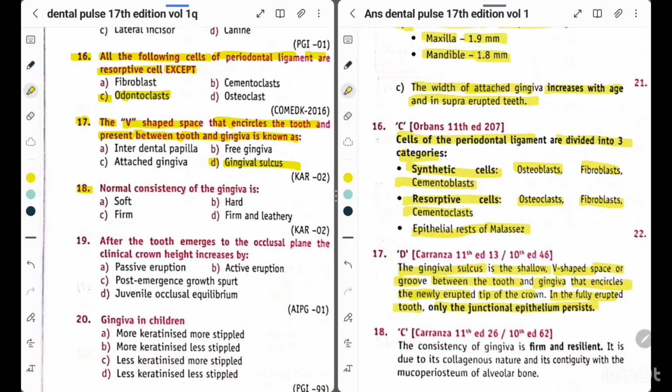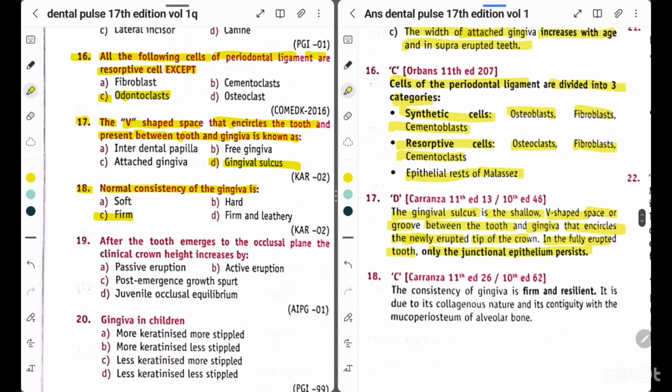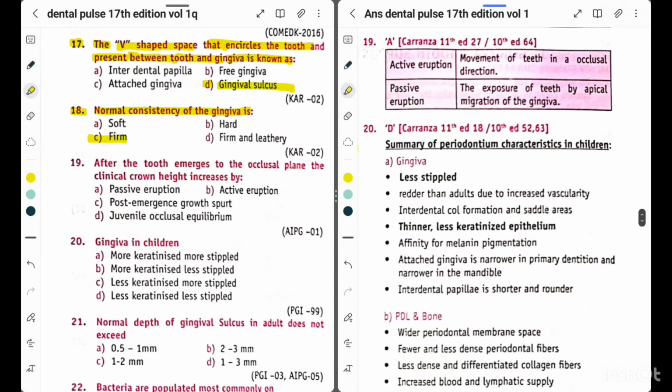Now question 18. Normal consistency of the gingiva is? Option A, soft; option B, hard; option C, firm; option D, firm and leathery. So the answer is option C, firm. The consistency of gingiva is firm and resilient. It is due to its collagenous nature and its contiguity with the mucoperiosteum of alveolar bone.